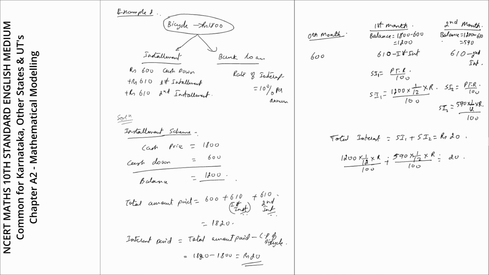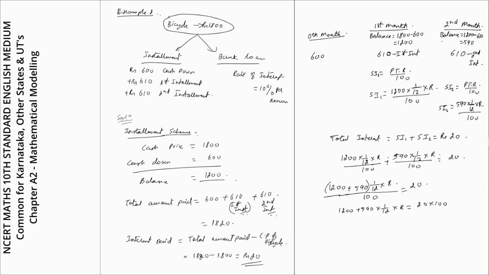So in the left hand side I can take 1 by 12 into R by 100 as common factor. And the remaining I'll write here. So 1200 plus 590, like this I can write, this is equal to 20. Now if I cross multiply, 1200 plus 590 into 1 by 12 into R is equal to 20 into 100.